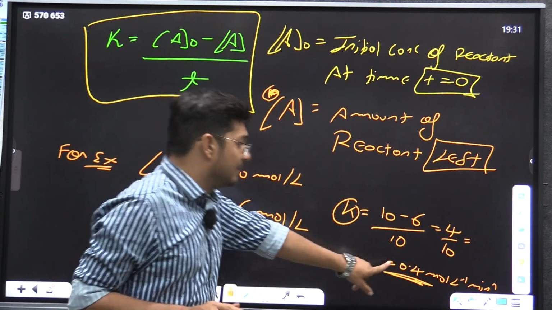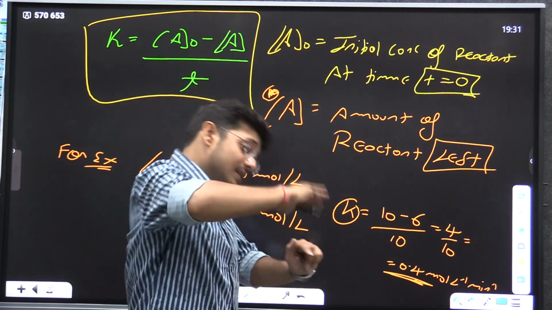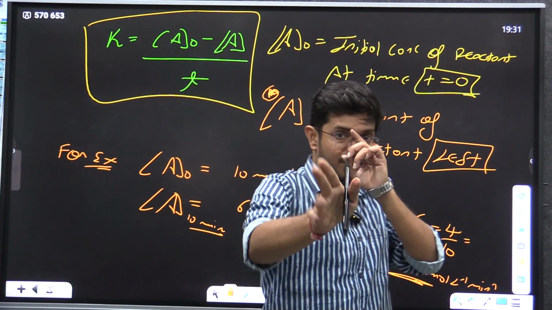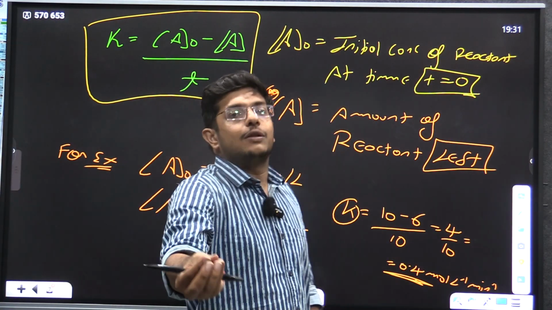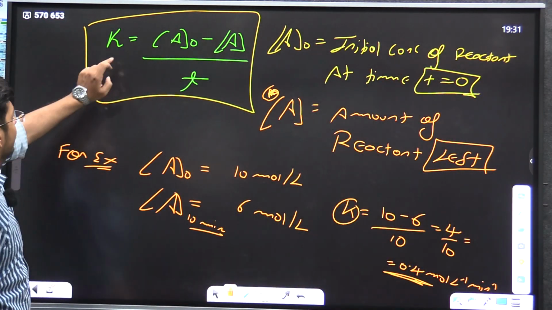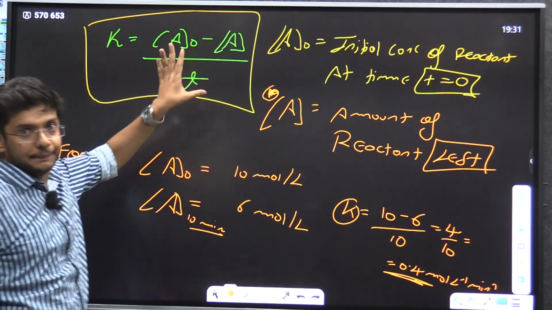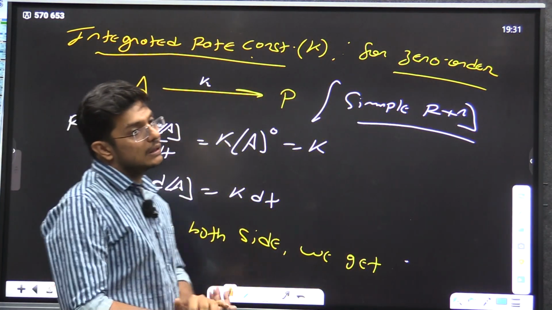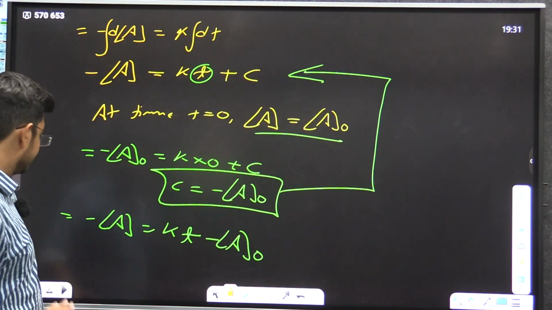I hope you understand this value. If you again put this value 0.4 and calculate how much amount is left, or the amount of product, it will be the same. This is the characteristic, the beauty of zero order. Okay, so you need to learn that the rate constant is (a naught minus a) by t. This is the integrated rate equation for zero order kinetics. I hope you are getting my points.